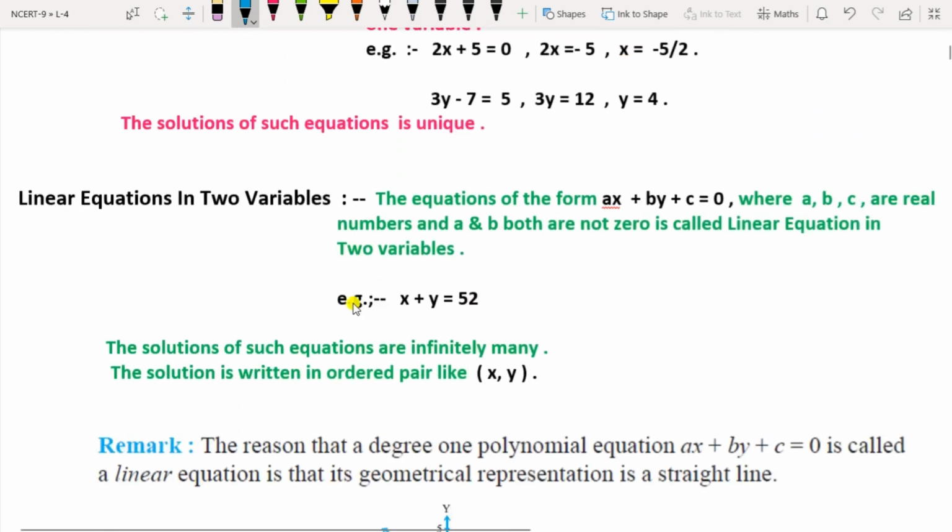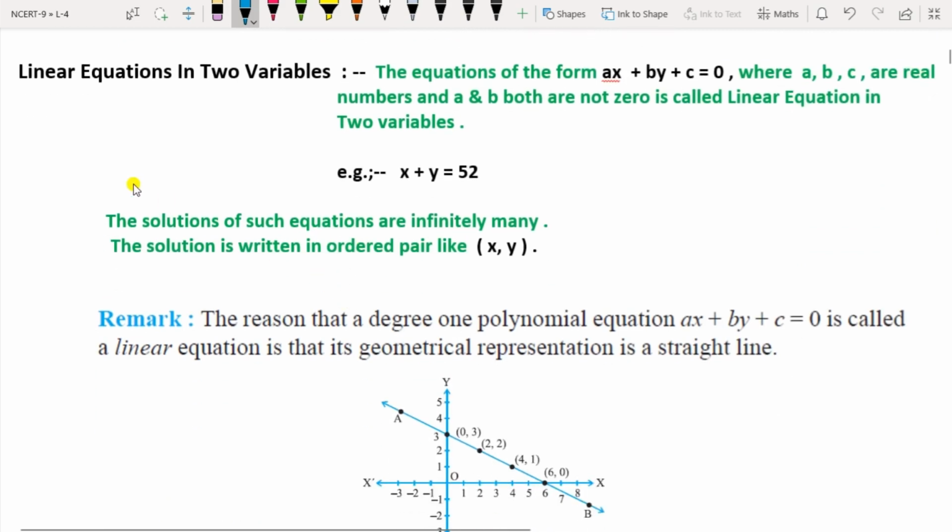Now here in 9th standard we are going to study linear equation in two variables. The equation of the form ax plus by plus c equal to 0, where a, b, c are real numbers and a and b both are not 0, is called a linear equation in two variables. Here x and y are the variables and a, b, c are the real numbers.